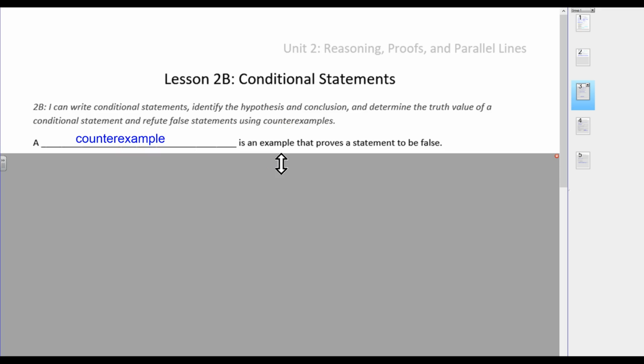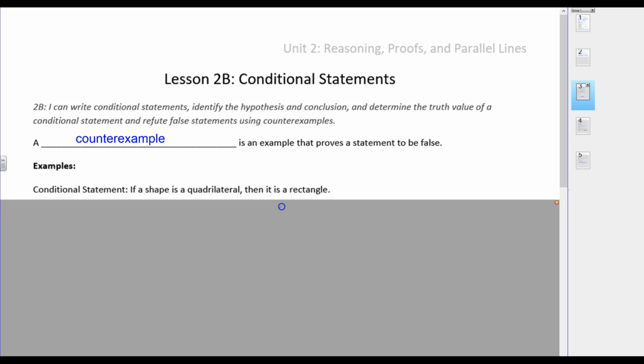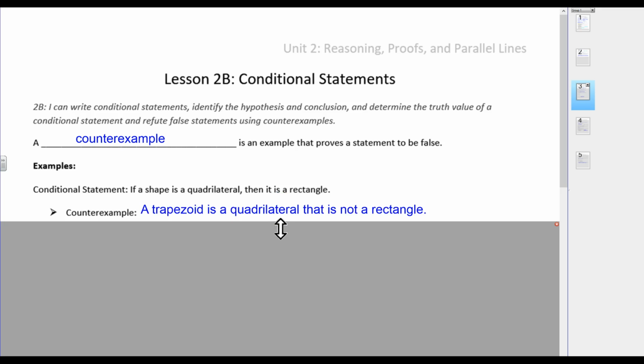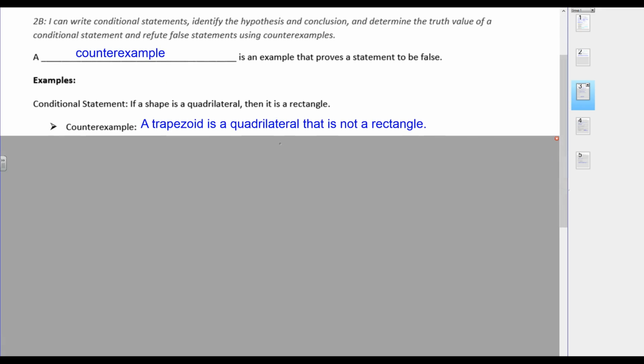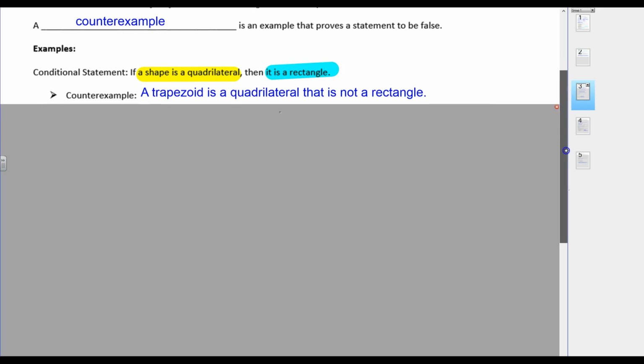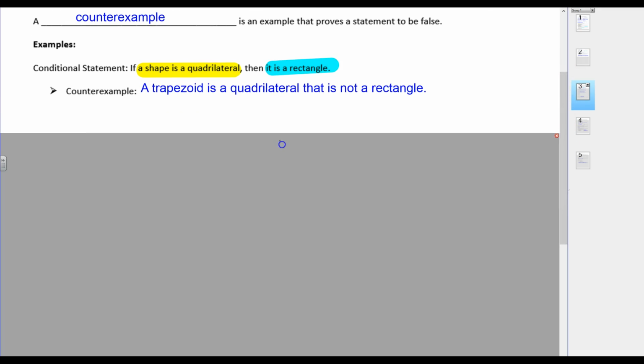So first of all, what is a counterexample? Well, a counterexample is an example that proves a statement to be false. So, for example, if my conditional statement is, if a shape is a quadrilateral, then it is a rectangle, a good counterexample would actually be trapezoids, because a trapezoid is a quadrilateral that is not also a rectangle. So notice it satisfies the first piece of this, it is a quadrilateral, but it breaks the second piece, it is a rectangle. That's a good counterexample.